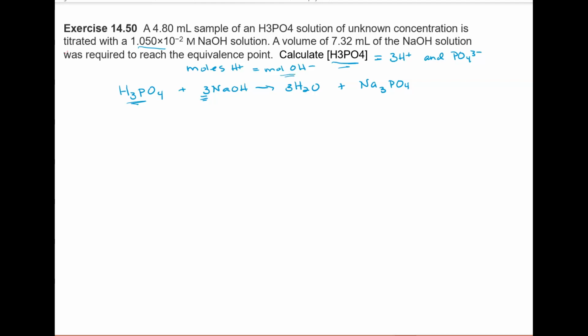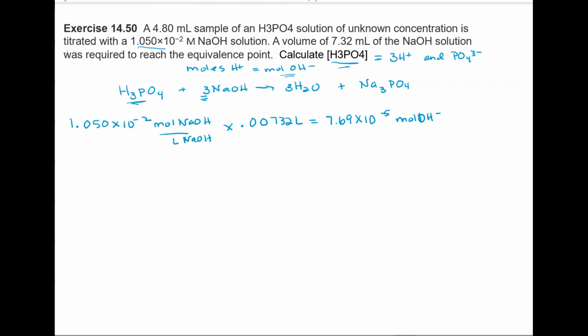And so I'll take 1.050 times 10 to the minus 2 moles of NaOH per liter of NaOH, and I'll multiply it by the volume, 0.00732 liters. And that gives me a number of 7.69 times 10 to the minus 5 moles of OH minus.